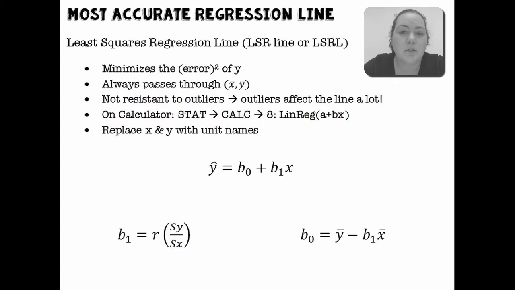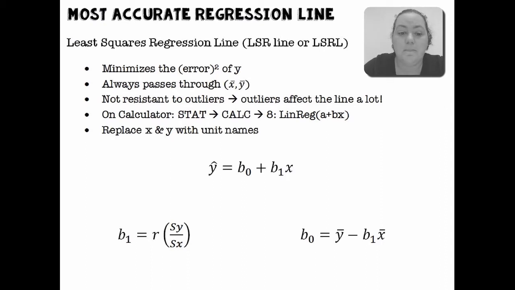It always passes through x bar, y bar. Remember, x bar is the mean of your x values and y bar is the mean of your y values. So it's always going to pass through that point, even if that's not a point in your data set. Your line's always going to go through that point. It is not resistant to outliers, so outliers are going to have a great impact on your line of best fit.